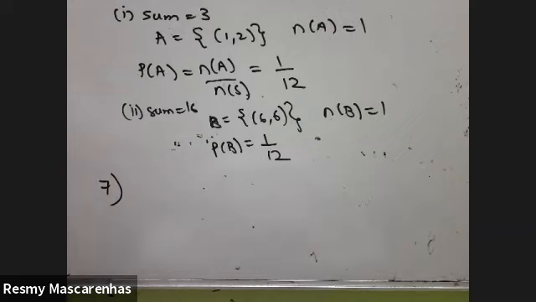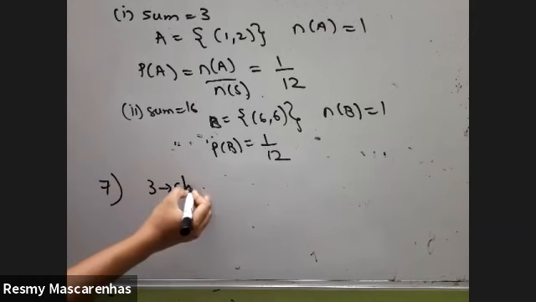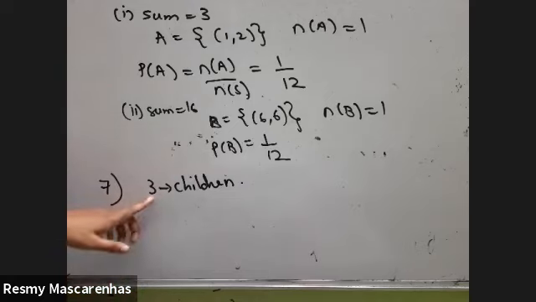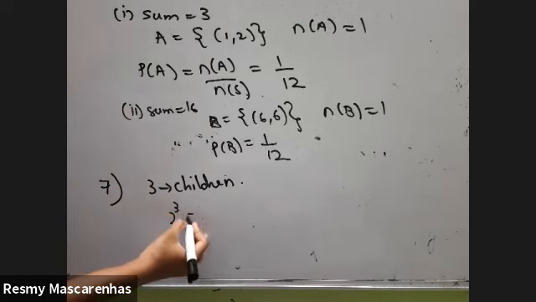Before the conditions, we need to find the sample space. How many children? 3 children. So we have to try the combinations for 3 children. It could be boy, girl, boy, or boy, boy, boy, all 3 boys, or 2 girls, 1 boy. So how many possible combinations? It's the same as tossing 3 coins, head and tail, no? Like that it will be boy and girl combinations. So 2 raised to 3 will be how much? 8 possible combinations you should get.